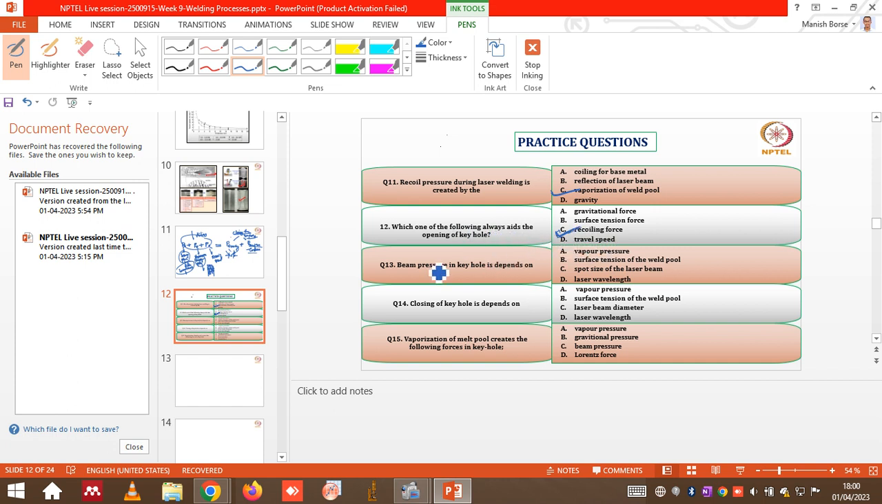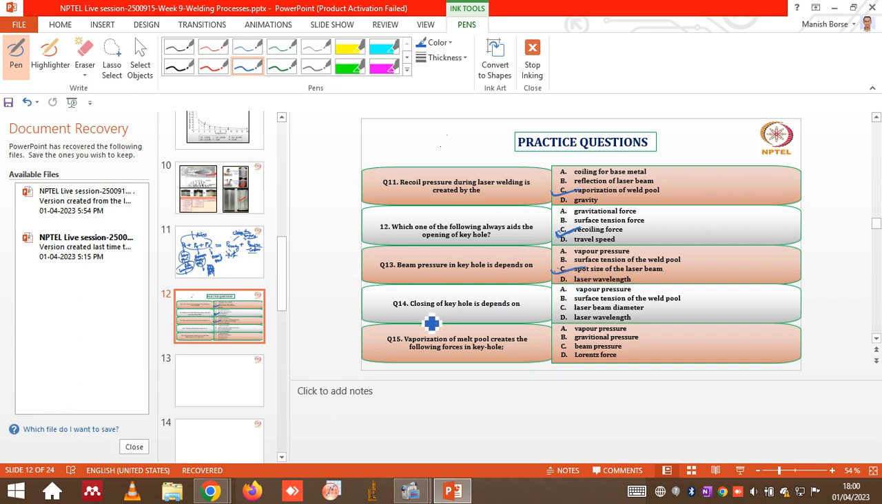And for the 13th question, we can say beam pressure in the keyhole depends on. So as I said, beam pressure depends on the beam diameter, or in other words the spot size of the laser beam, right? So the higher the diameter, the higher the spot size. So option C is the correct one.